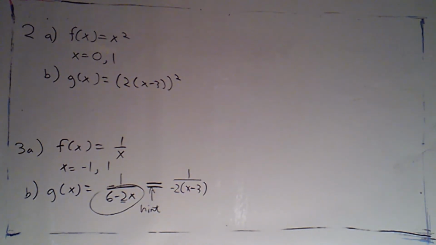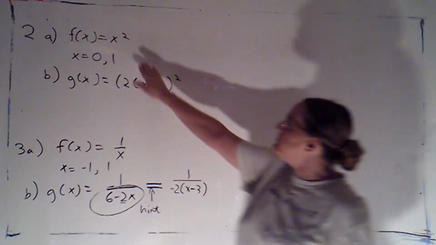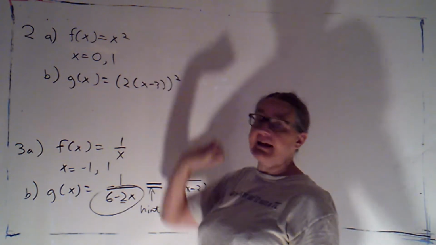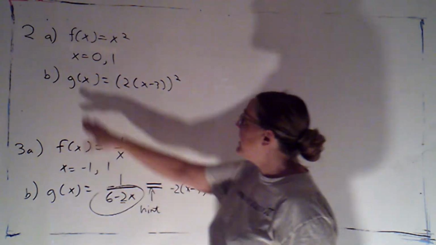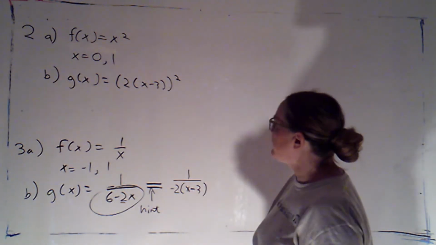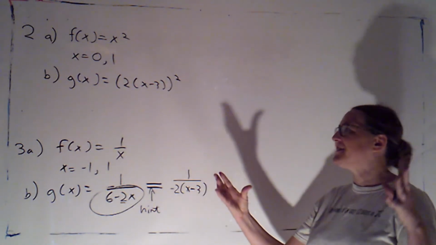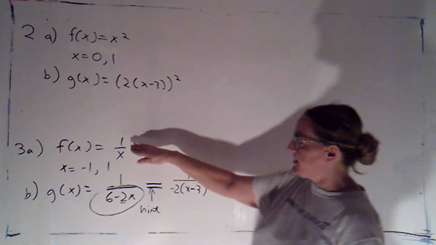I've got questions 2 and 3 from this part of the worksheet up on the board here. Question 2, the parent function is x squared, and I ask you to specifically mark off the points whose x values are 0 and 1, and then graph g of x, which is 2 times the quantity x minus 3, that whole quantity squared. Question 3, the parent function is the reciprocal function.